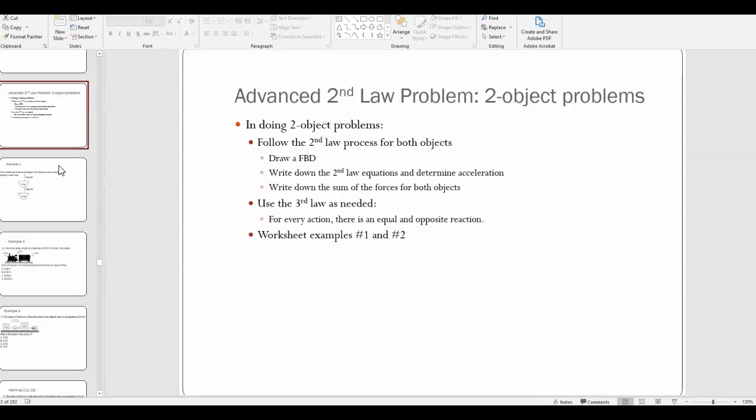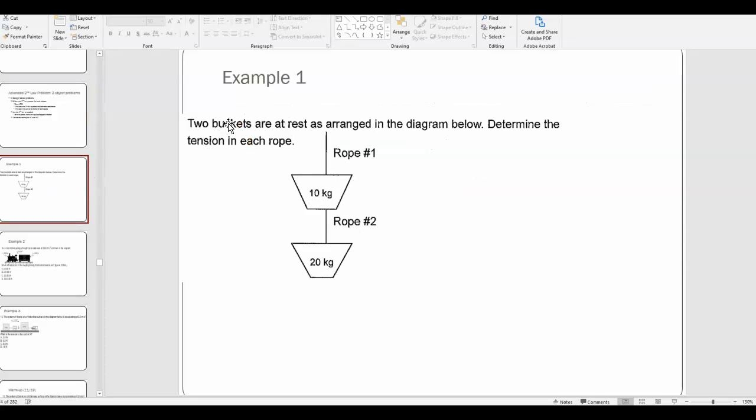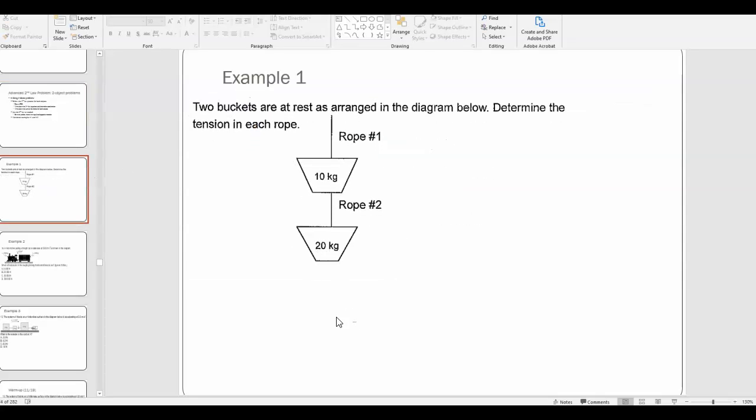Okay, so let's take a look at example 1. And this is a very basic example of a two-object problem. Okay, so it says 2 buckets are at rest as arranged in the diagram below. Determine the tension in each rope. Okay, now we're going to start with drawing a free body diagram for these two objects. And just to be able to label these something, I'm going to call the top one mass 1. I'm going to call the bottom one mass 2.